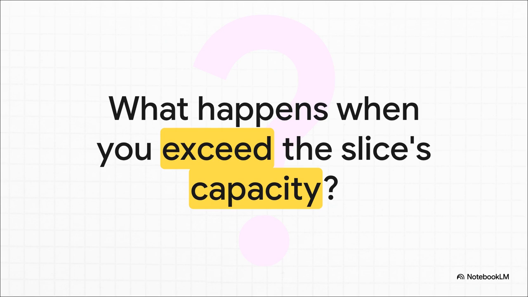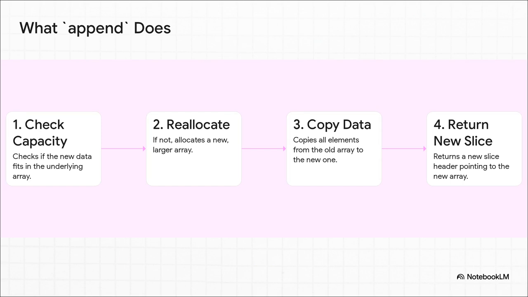And that is the million-dollar question, right? You're happily appending items, your length is going up, up, up, and suddenly you need your length to be bigger than your capacity. What on earth does Go do then? Well, the built-in append function is super smart. First, it checks if there is enough capacity. If there is, great. It just adds the data, bumps up the length. But if not, this really fascinating thing happens behind the scenes. Go allocates a completely new, bigger array, copies all of your old data over, adds the new stuff, and then, and this is key, it gives you back a brand new slice header that points to this new array.